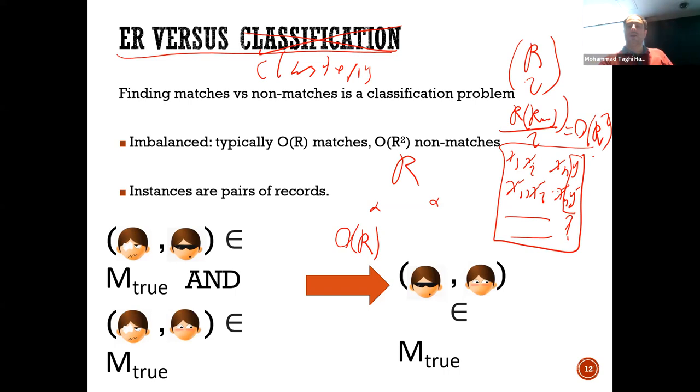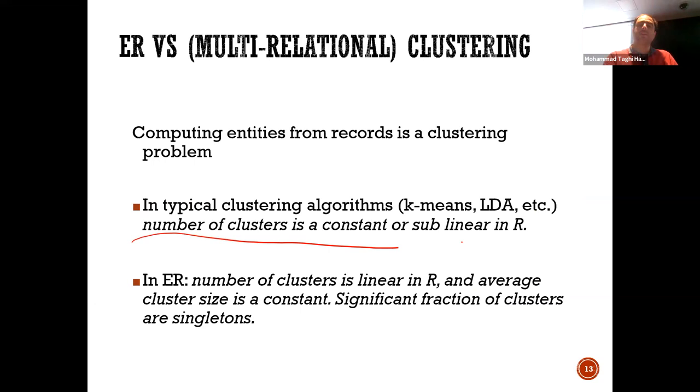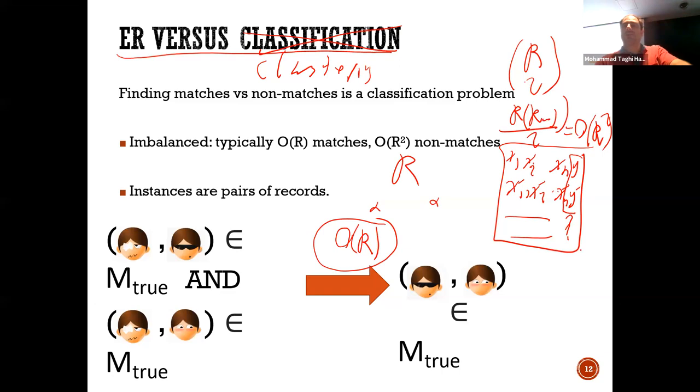One difference between this problem and clustering, this is the difference between both clustering and classification. In this kind of entity resolution, you have order R clusters because each matching corresponds to a cluster. While in a typical clustering algorithm, the number of clusters is constant or sublinear. Sublinear means essentially a square root of R, but not R. So that's one difference between this problem and clustering. Of course, in clustering you can have lots of clusters as well, but typically the number of clusters is limited, or constant, or sublinear. Here, the number of clusters is too many.